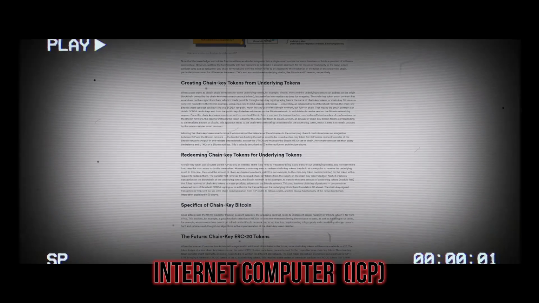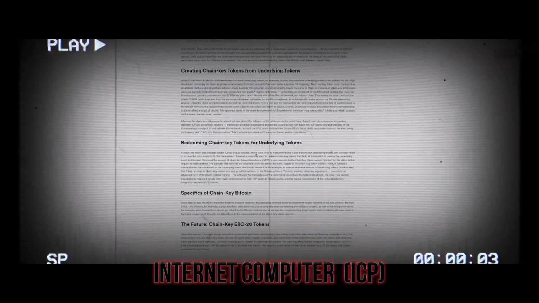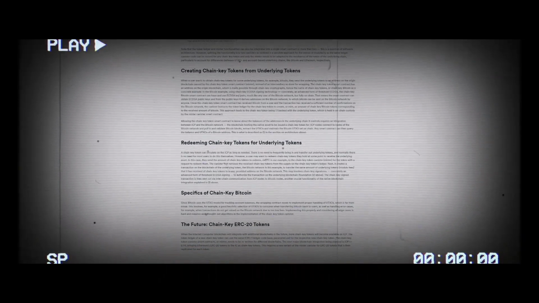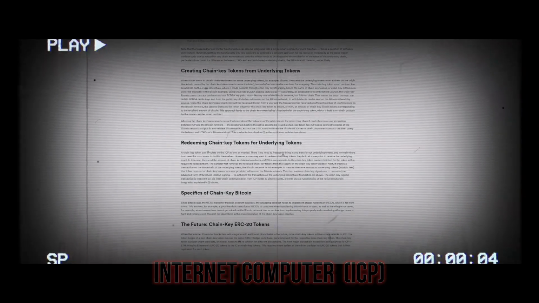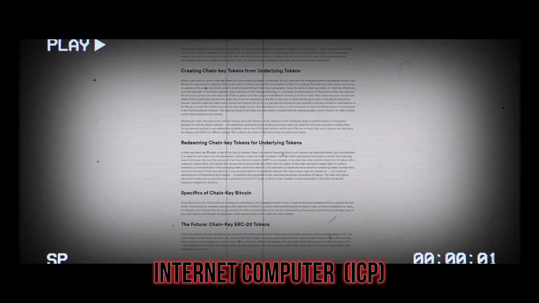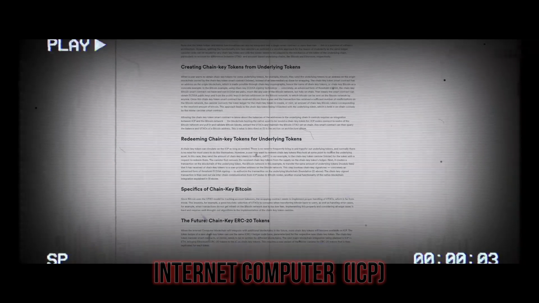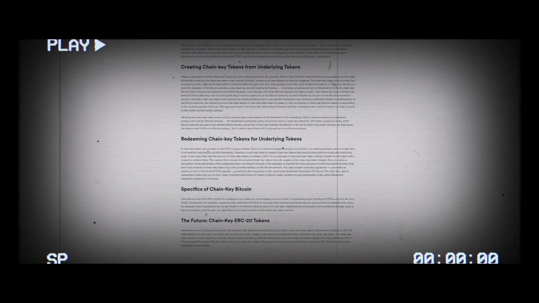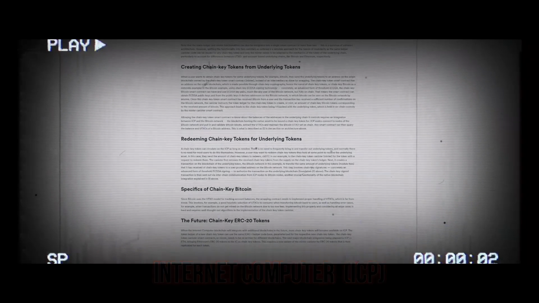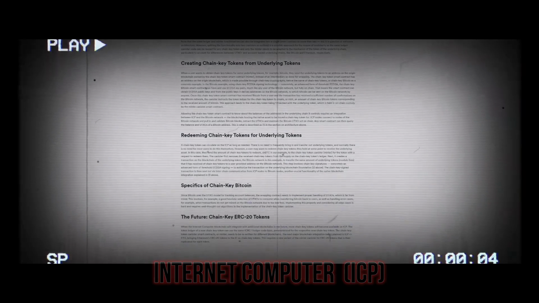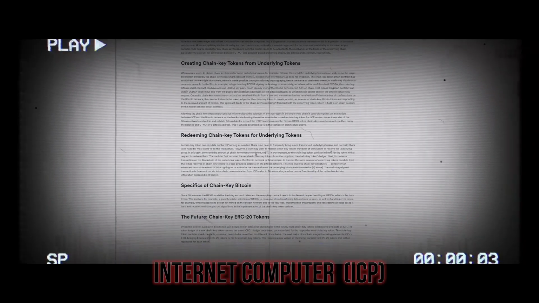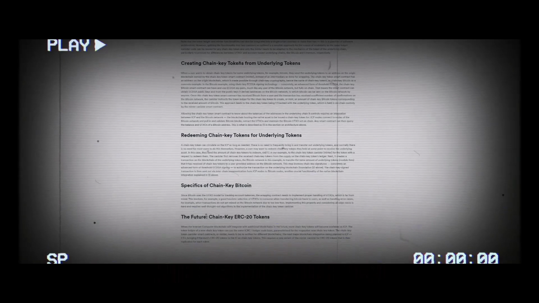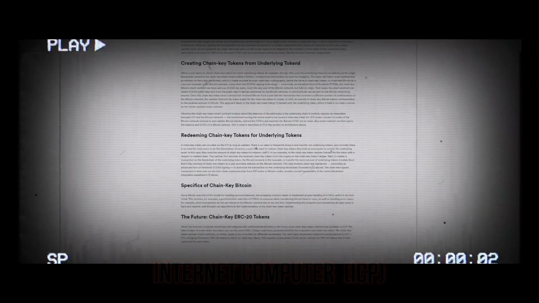Redeeming chain key tokens for underlying tokens. A chain key token can circulate on the ICP as long as needed. There is no need to frequently bring in and transfer out underlying tokens, and normally there is no need for most users to do this themselves. However, a user may want to redeem chain key tokens they hold at some point to receive the underlying asset. In this case, they send the amount of chain key tokens to redeem, CPTC in our example, to the chain key token canister minter for the token with a request to redeem them.